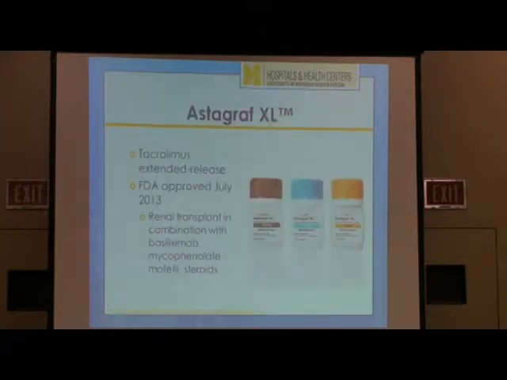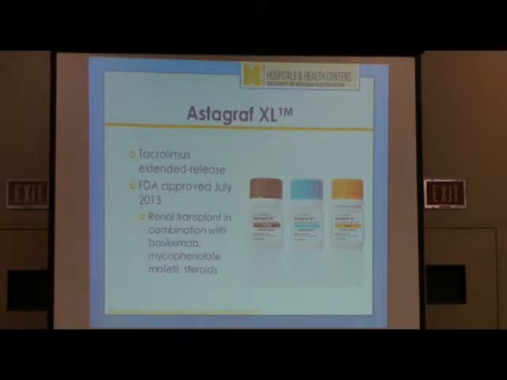So moving on, the last agent I'm going to speak upon today is Astragraf, which is the extended release tacrolimus. And we were really excited for this to be approved in the sense that it will help non-compliance of our patients, because this is a once daily dosing tacrolimus, and so that's the idea of why it was pushed to be approved. It actually has been available in Europe for many years now. It is only FDA approved in renal transplant patients.